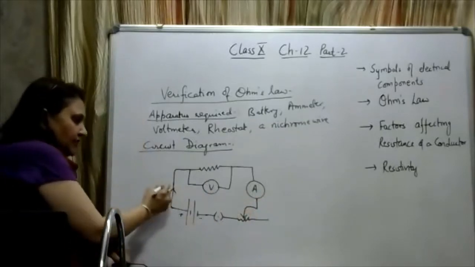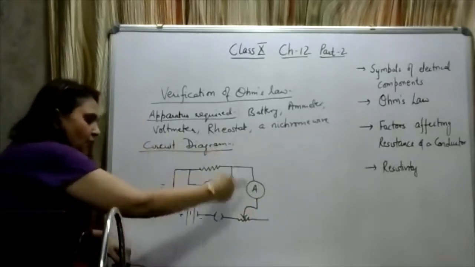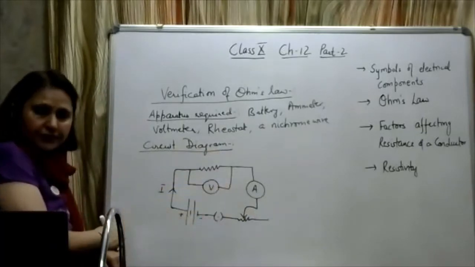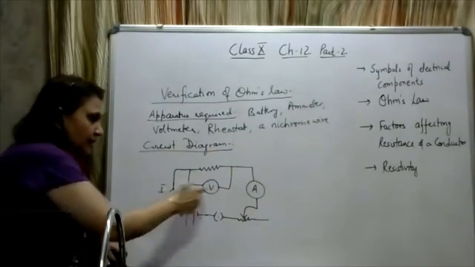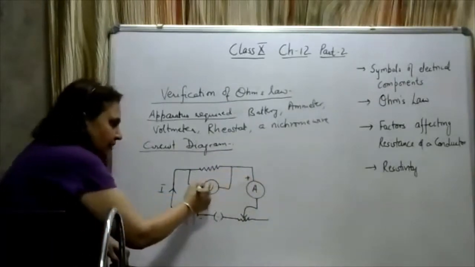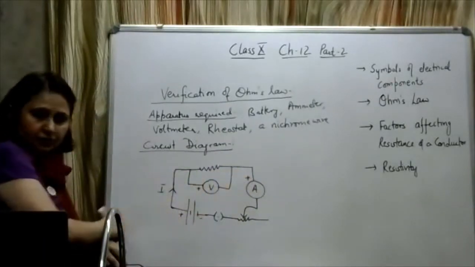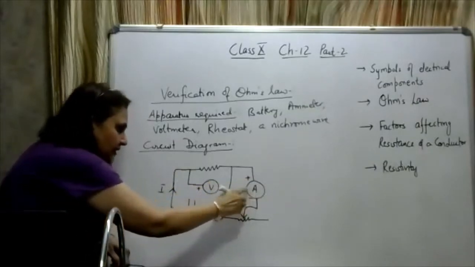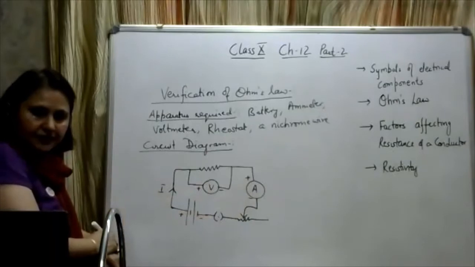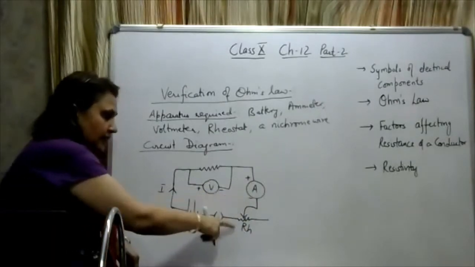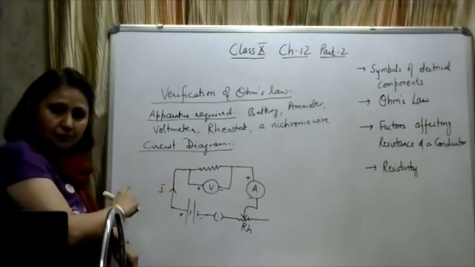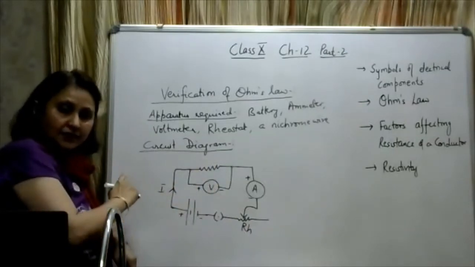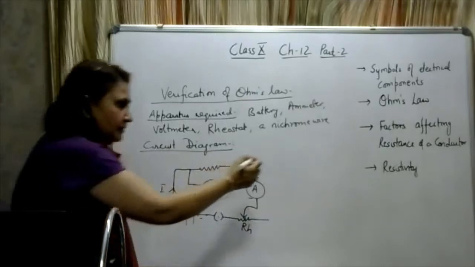Let's draw the conventional direction of the current from the positive to the negative terminal. Also, the ammeter and the voltmeter have positive and negative terminals. The positive terminals of the ammeter and the voltmeter are connected towards the positive side of the battery. Negative terminals are connected towards the negative side of the battery. We'll change the current with the help of the rheostat and we'll measure the potential difference across the ends of this nichrome wire, and different readings will be taken.